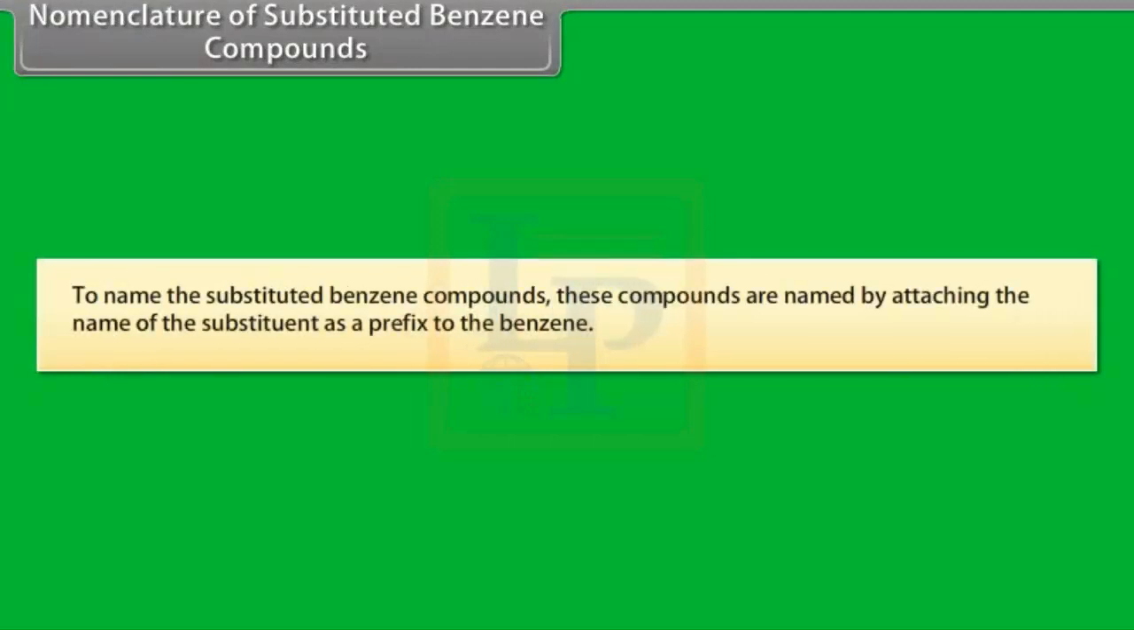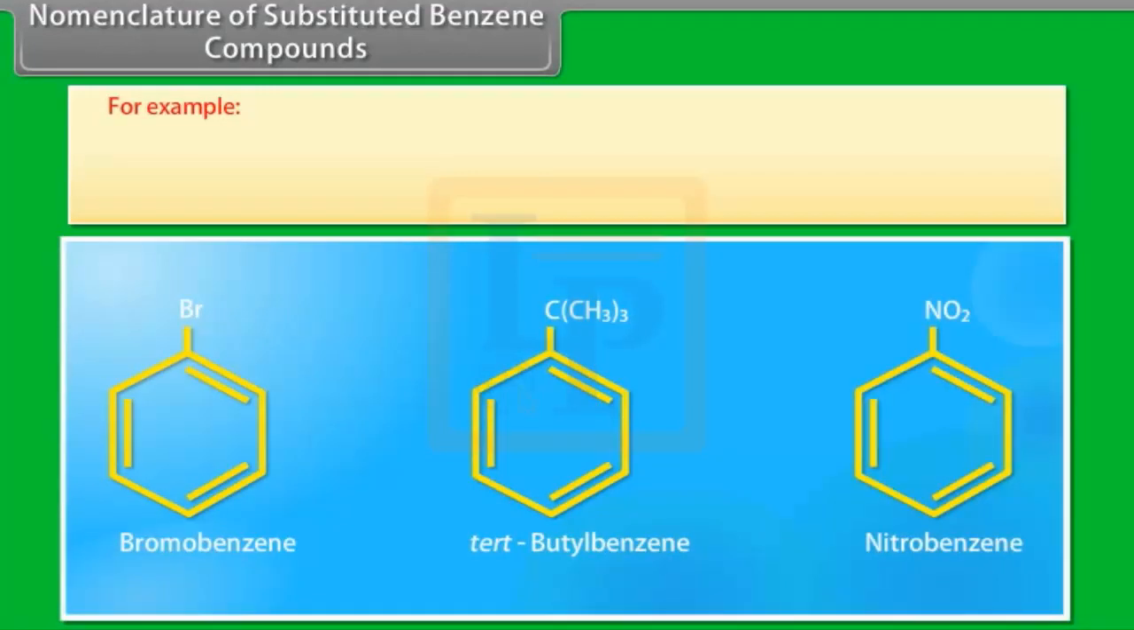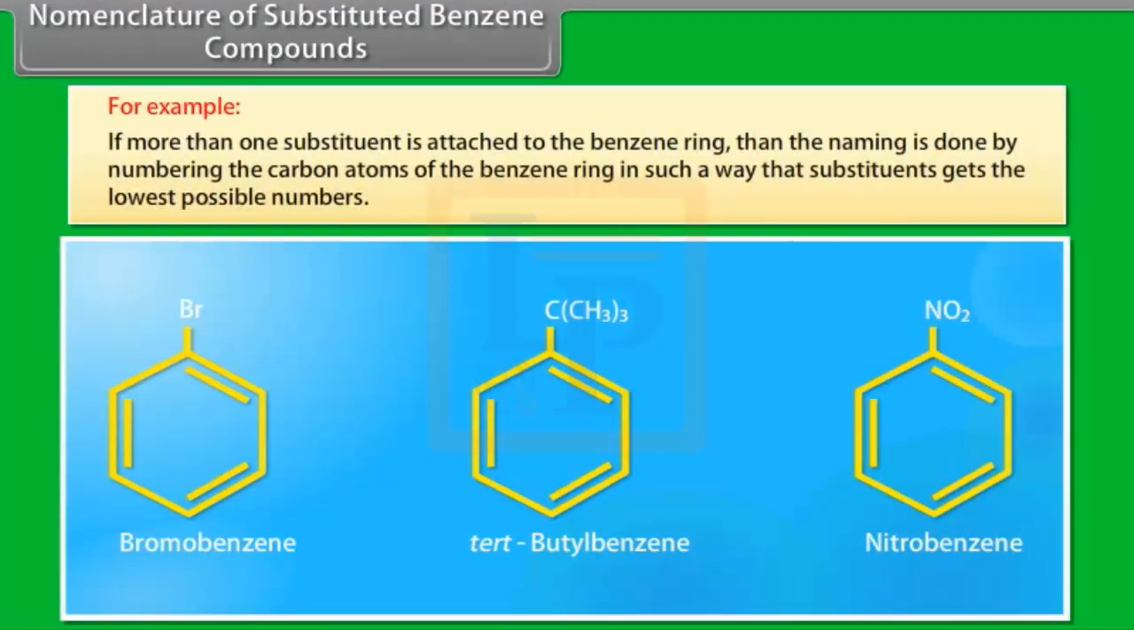Nomenclature of substituted benzene compounds. Substituted benzene compounds are named by attaching the name of the substituent as a prefix to benzene. For example, bromobenzene, tert-butylbenzene, nitrobenzene. If more than one substituent is attached to the benzene ring, then the naming is done by numbering the carbon atoms of the benzene ring in such a way that substituents get the lowest possible numbers.